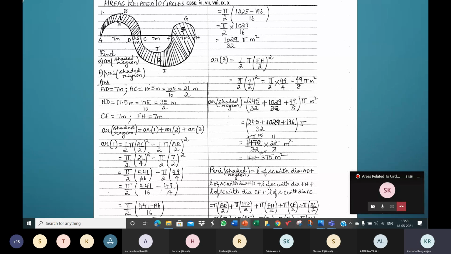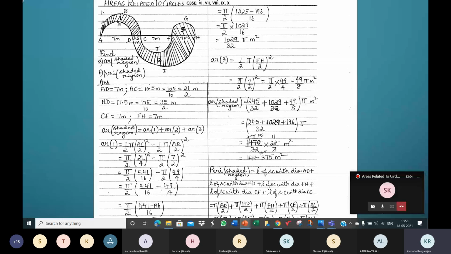All right. Now the area of the shaded region. I've marked this region 1. First I've written the area of the entire shaded region. The area of the shaded region is area of region 1 plus area of region 2 plus area of region 3. That's what you see here.